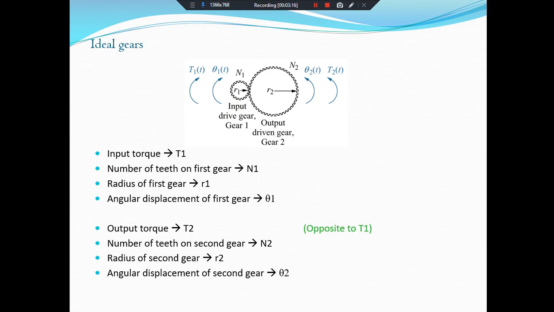We must also know the term backlash. These two gears are connected through their teeth, and if we stop applying torque on gear 1, it will stop, but gear 2 is still in motion, and when it stops it will give you the backlash, meaning it will move back. This happens in practice, but we are considering ideal gears.